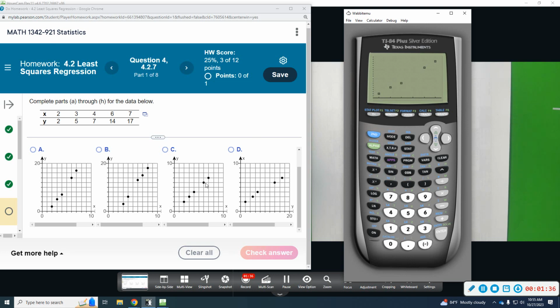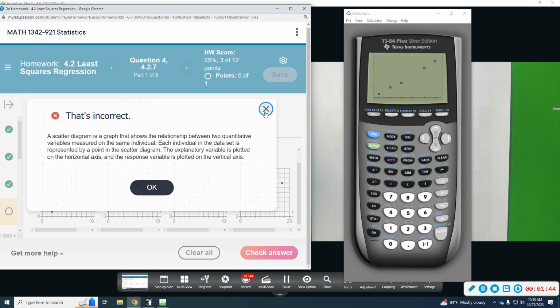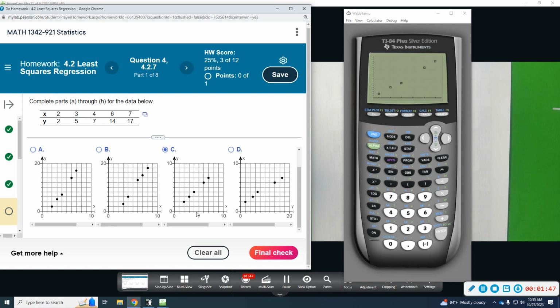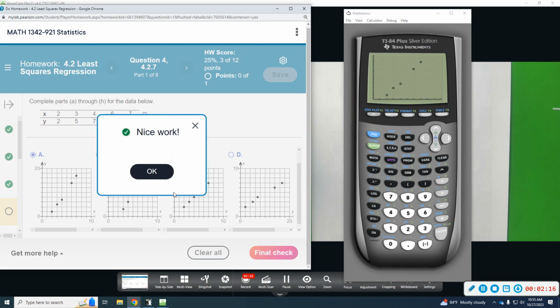Looks closer to, I want to say C. Based on appearance of 10 by 10. Okay, so they don't like it. So let me change the window. This window, let's go 0 to 10. And then let's do the same thing on the Y scale, 0. Oh, it goes to 20. Okay, so that makes more sense. 0 to 10, 0 to 20, 0 to 10, and then 0 to 20. So A would be the one that would best match up. So really depends on the window.